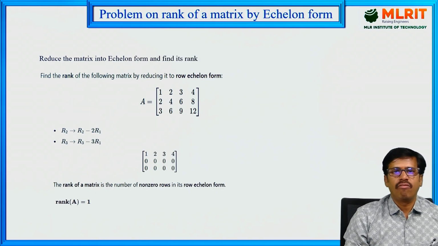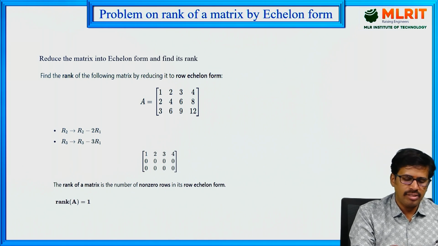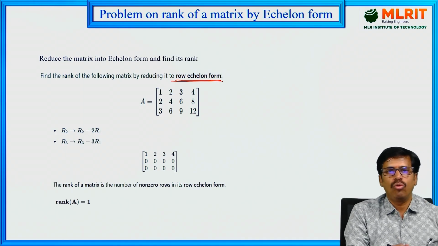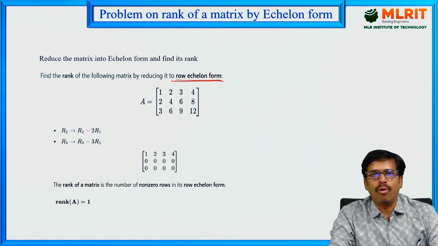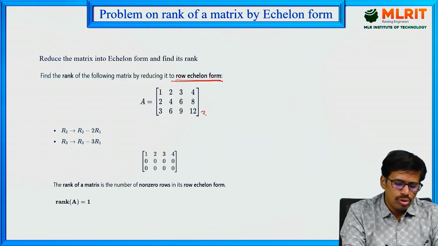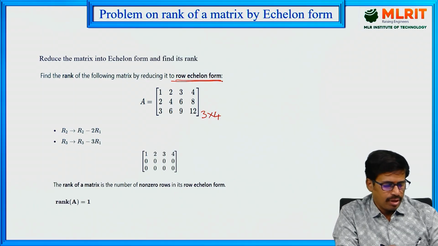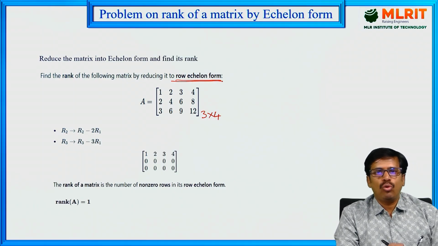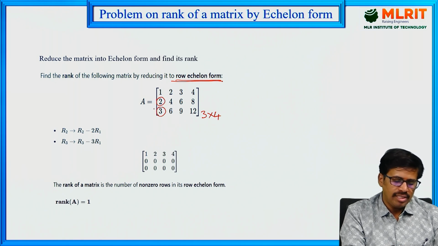Now let us find the rank of a matrix using one example. Find the rank of the matrix by reducing it to row echelon form. To reduce the matrix into echelon form, we use only row operations, not column operations. So A equals, this is 3 rows and 4 columns. The dimension of the matrix is 3 by 4. To reduce the given matrix into echelon form, first of all I need to make this element 0 and this element 0.